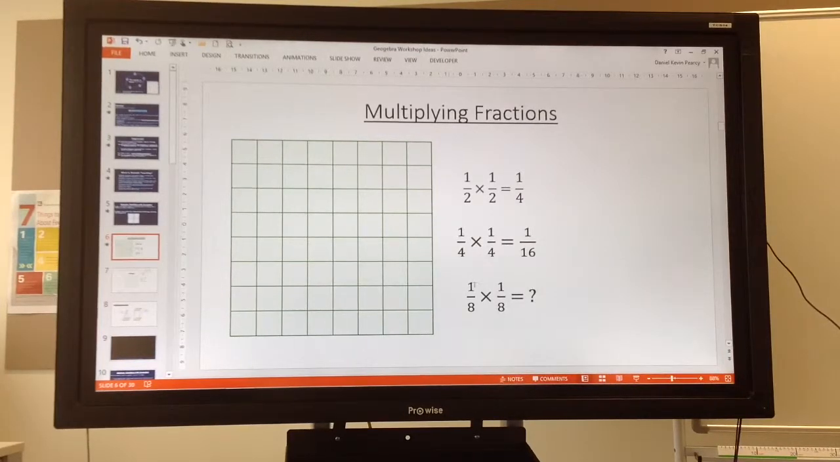But an eighth times an eighth, then, let's not fold the paper anymore because it starts to get pretty awkward. And think about the folding just as a square that's broken up into 8 parts along the width and 8 parts along the height. So what's an eighth times an eighth? Well, it's just this small proportion here. It's 1 out of 64.